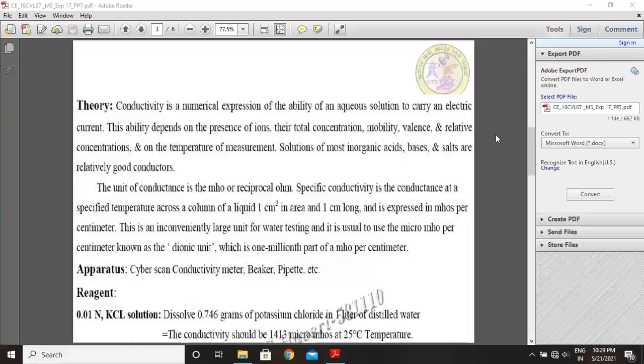0.01 normality KCl solution is prepared based on following steps. Dissolve 0.746 grams of potassium chloride in 1 liter of distilled water, and dilute completely. So now the conductivity should be 1413 micromhos at 25 degree centigrade temperature. So this is how the standard KCl solution is prepared.